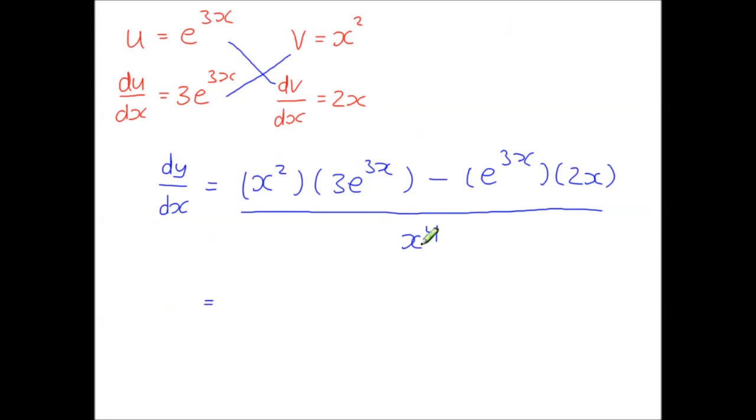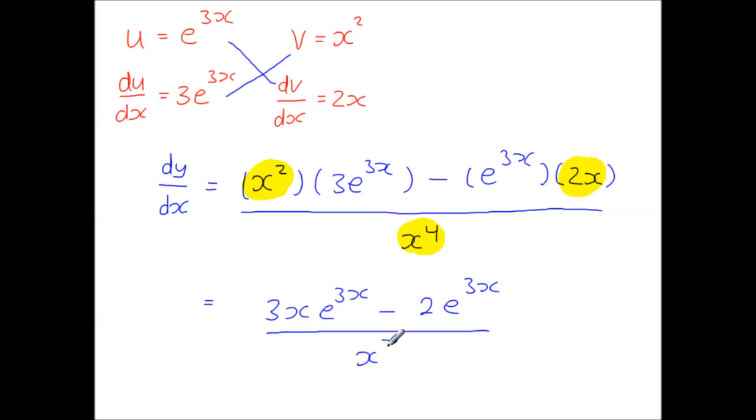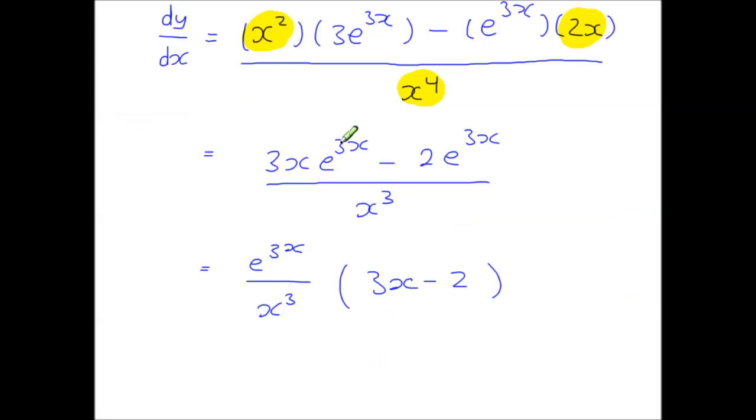I'm going to simplify by cancelling some x terms, because there's an x term here, here and here, so then we can cancel a single x from each of these, so 3x e to the 3x minus 2e to the 3x over x cubed. And then I'll factorise, because there's an e to the 3x here and here. I've taken that out, I've taken the x cubed out. That leaves the 3x minus 2 inside.